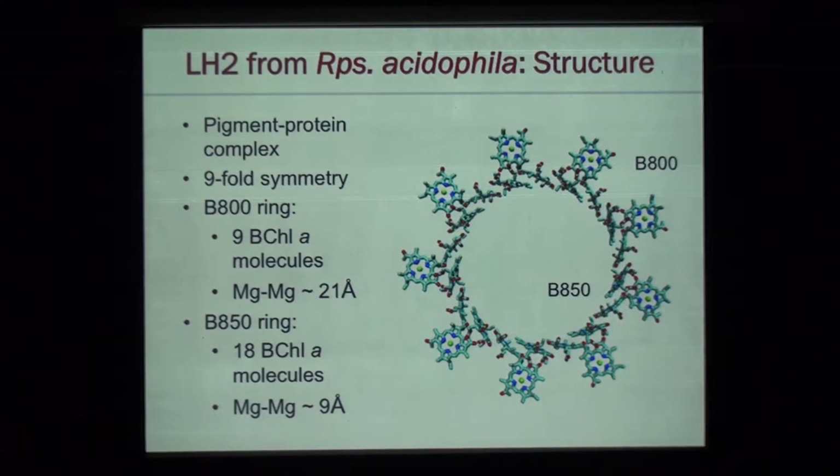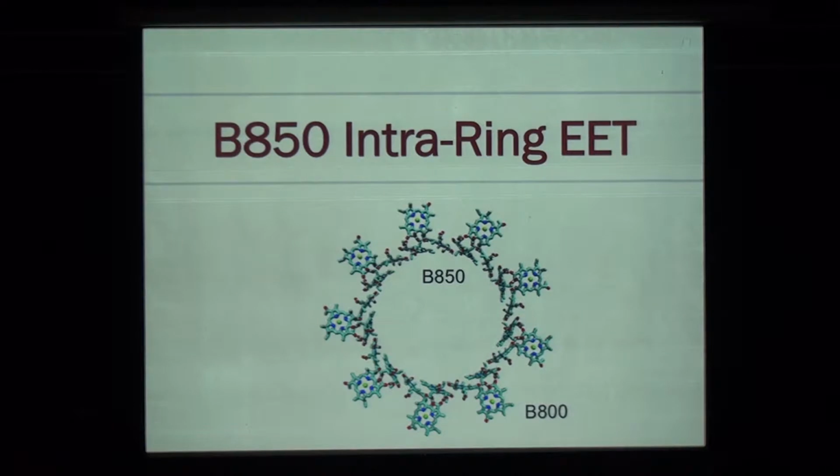B800 is loosely packed only, so the pigments are far away from each other. The distance is around 20 angstrom. But the B850 ring is closely packed. So the distance from here to here is just 9 angstrom, very close to each other. Instantly, you should pick up that the coupling between B800 pigments is small, but the coupling between B850 pigments is large, significant.